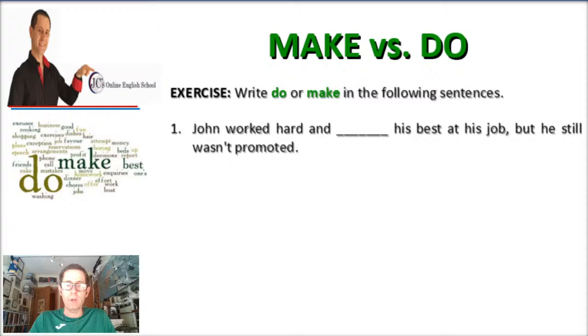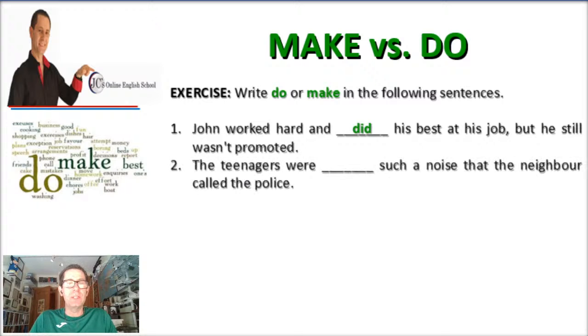Yeah, Pilar, welcome, by the way. Do with best is to do your best. Hey, Jonas, it's do. Okay. In this case, it's did because it is in the past. John worked hard. Don't forget that we need to conjugate it. John worked, it indicates that it's in the past, so you have to say did his best.